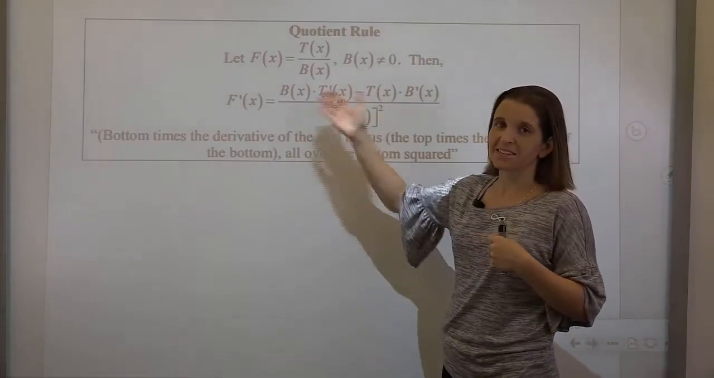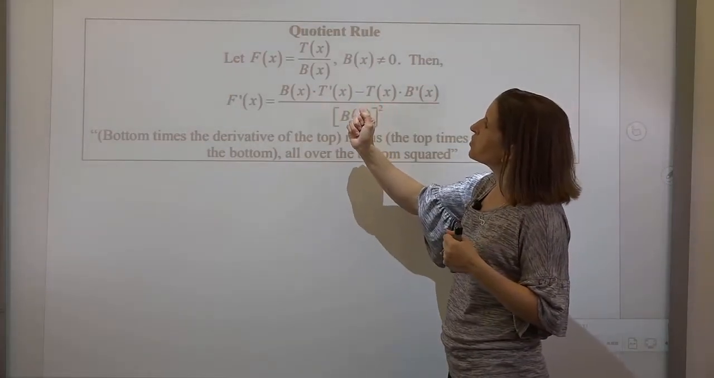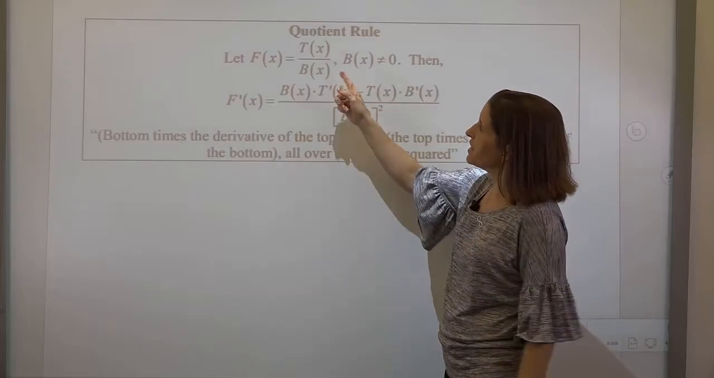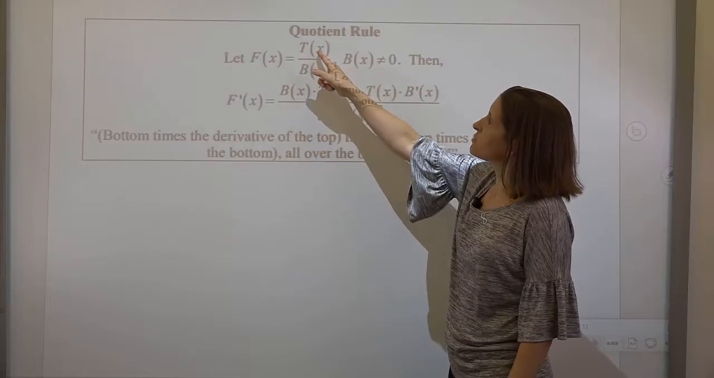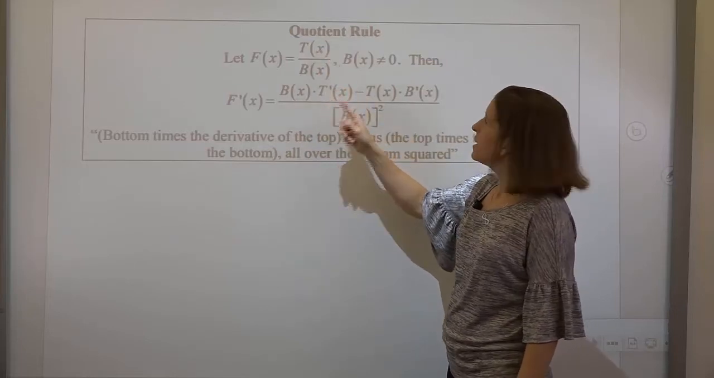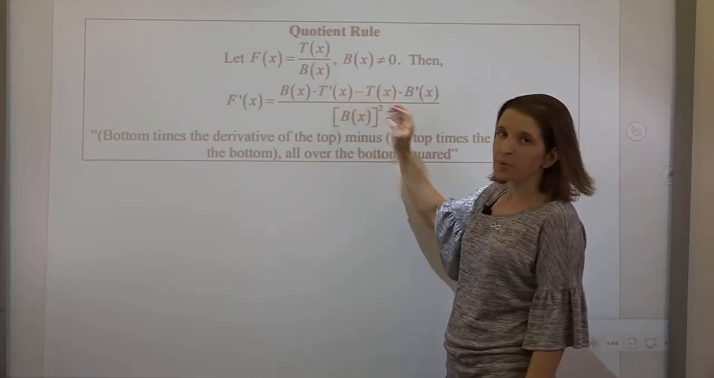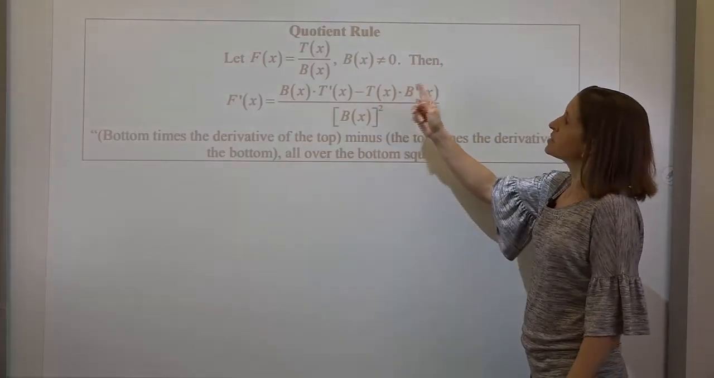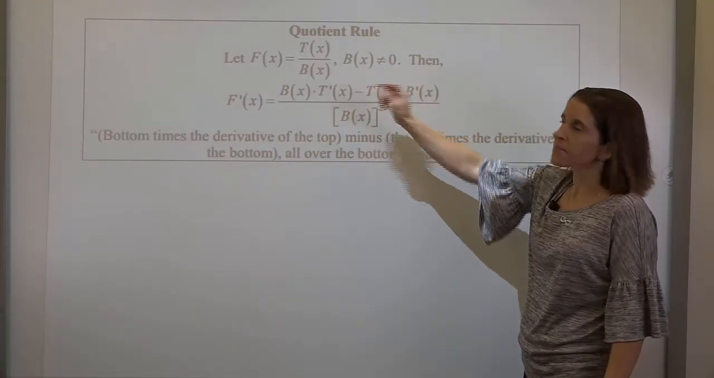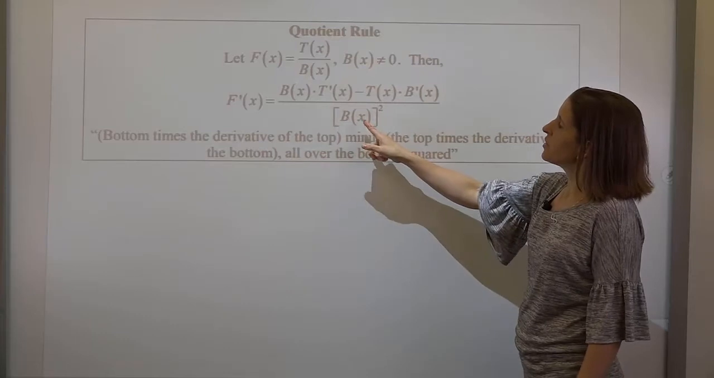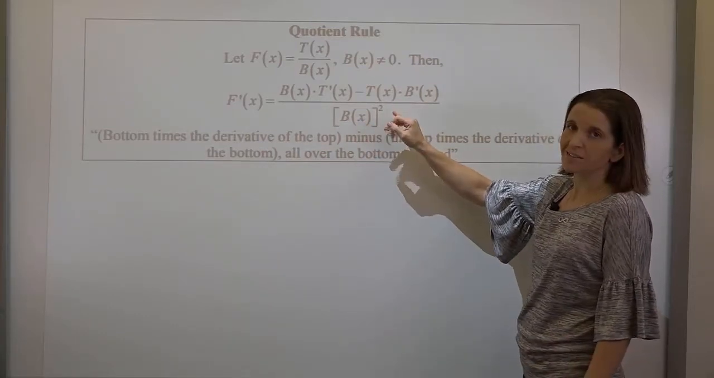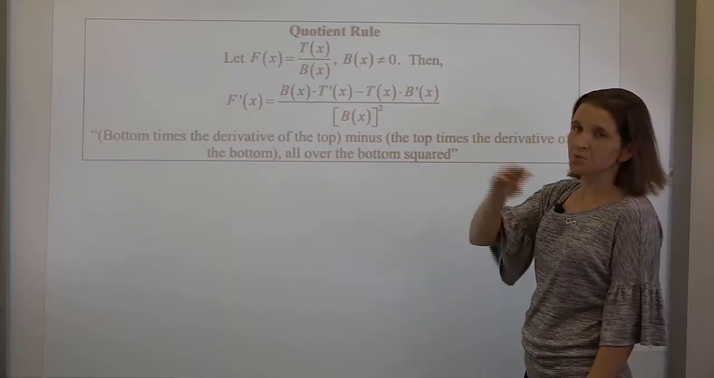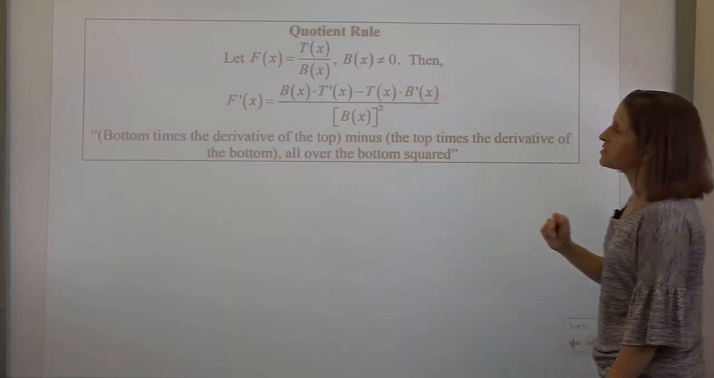So as crazy as it might seem, the quotient rule that does work for taking this derivative is the bottom function, exactly how it is, times the derivative of the top minus the top, regular top, times the derivative of the bottom, all over the bottom function, regular bottom function, squared. So I know that's pretty crazy. We'll do some with it and show you that it really does work.